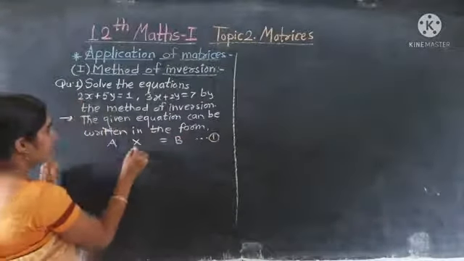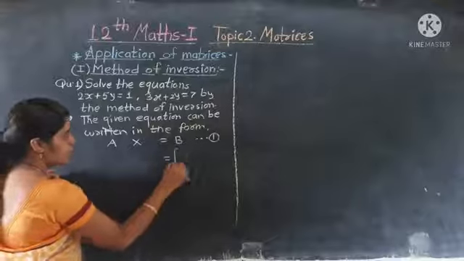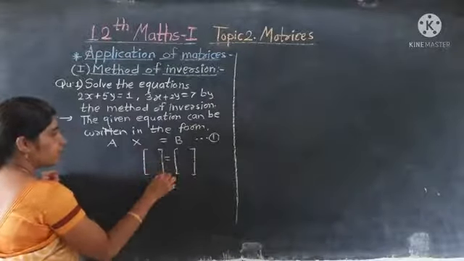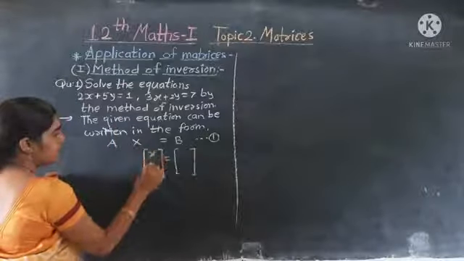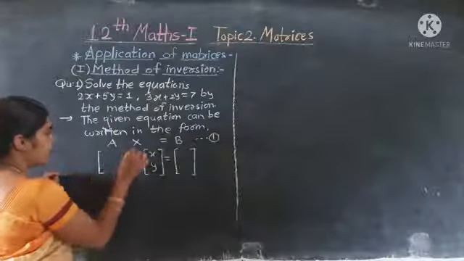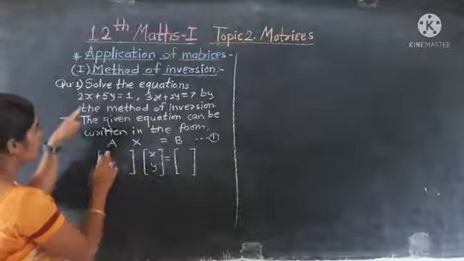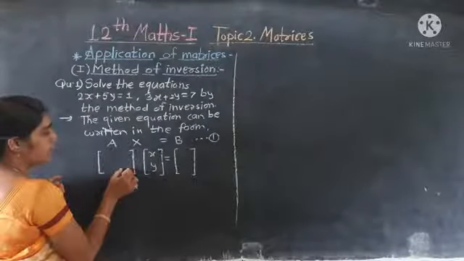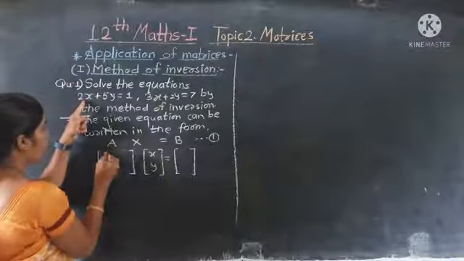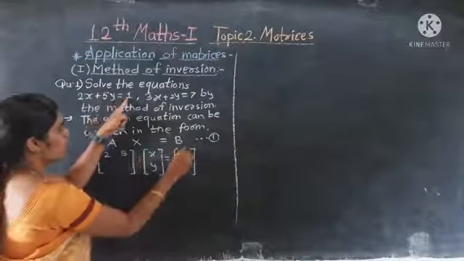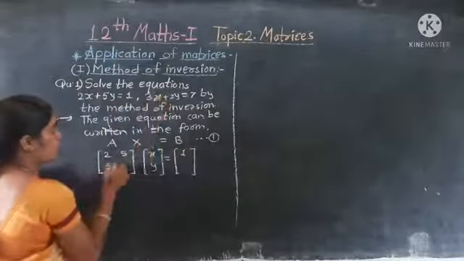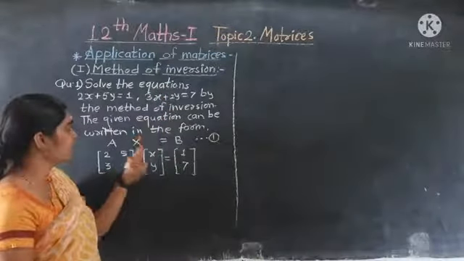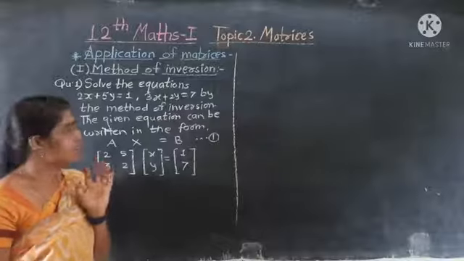What is A? And X means the variables. Which are the variables here? x, y. And the A matrix is of order 2 by 2. Here you write the first column for the x variable and the second column for y: 2, 5 and here 1; 3, 2 and here 7. Okay. You can write the given equations in matrix form.